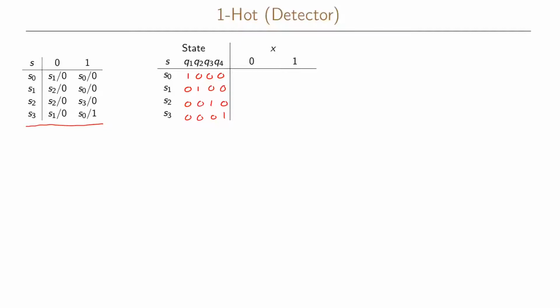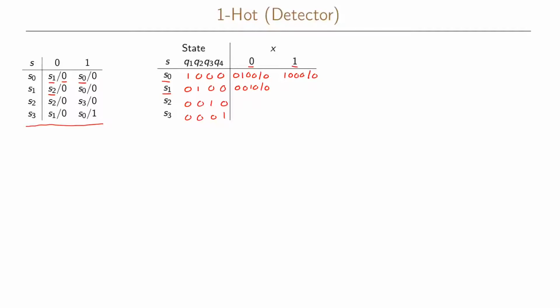So from this, let us fill in the state transition. If we start with state S0 with a 0 input, we see that we go to state S1 with a 0 as an output. So we will go to the state that we have denoted 0, 1, 0, 0, and we will have a 0 as an output. Then if we have a 1 as an input, we will stay in state S0, so this will be represented as 1, 0, 0, 0, and the output will be 0. For the state S1, if we have a 0 as an input, we go to state S2, which we have represented as 0, 0, 1, 0, and the output will be 0.